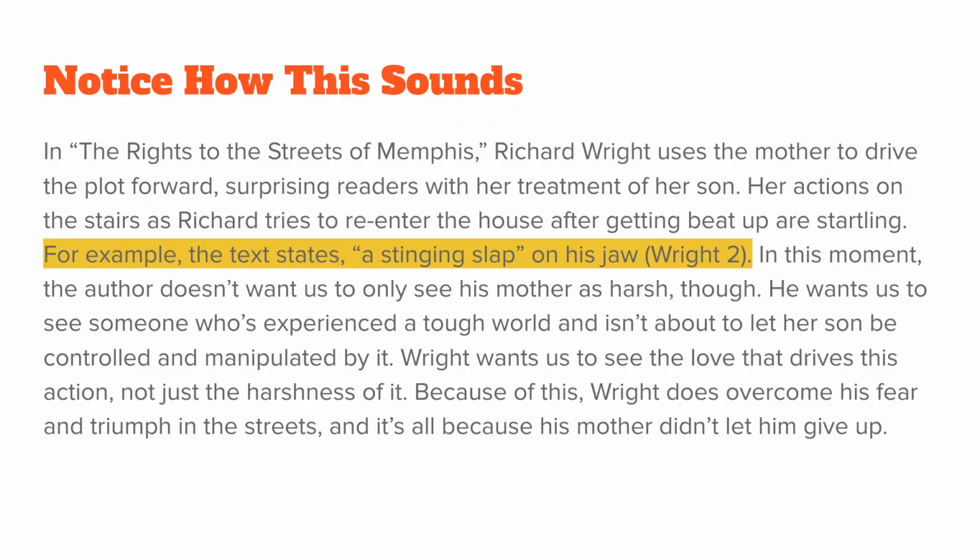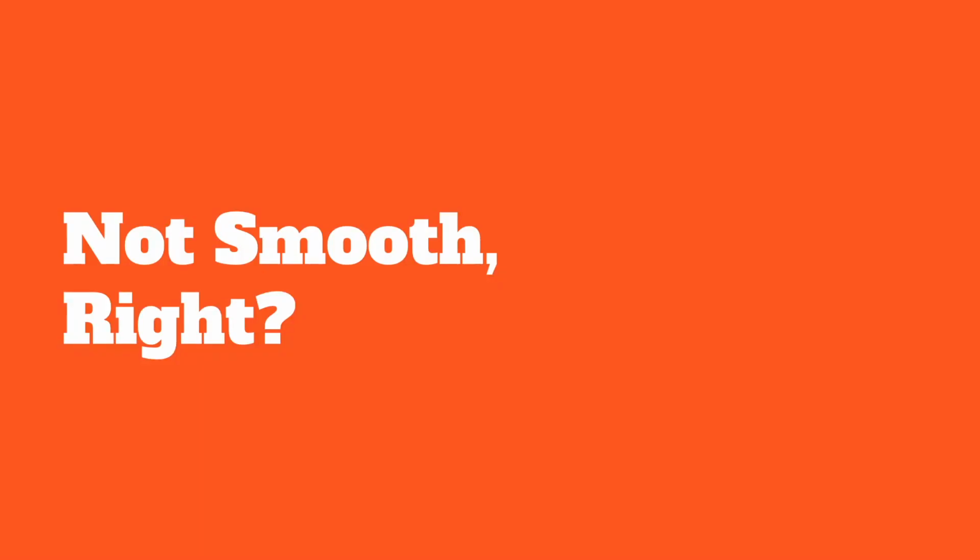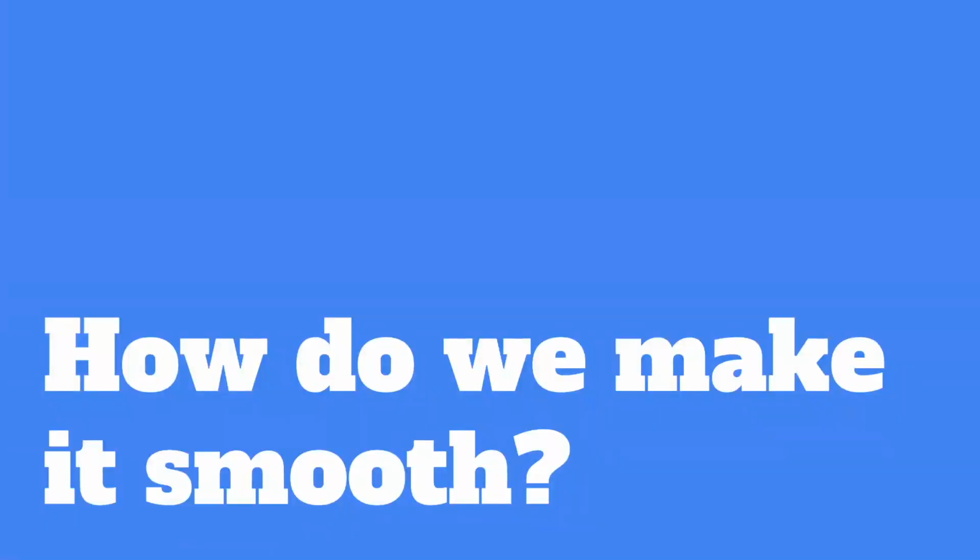A lot of times we start by adding a basic example of how we lead into this, where we might say, for example, the text states, a stinging slap on his jaw. But you'll notice, even though that adds a little bit more information and tries to make it flow smoothly in the writing, it still doesn't quite sound totally right. So let's look at how do we make it smooth? Because that's not smooth. So how do we make it smooth?